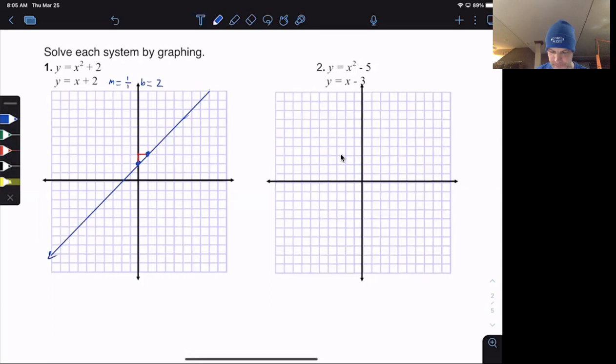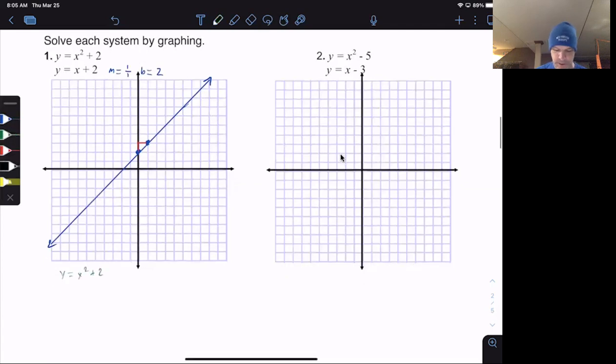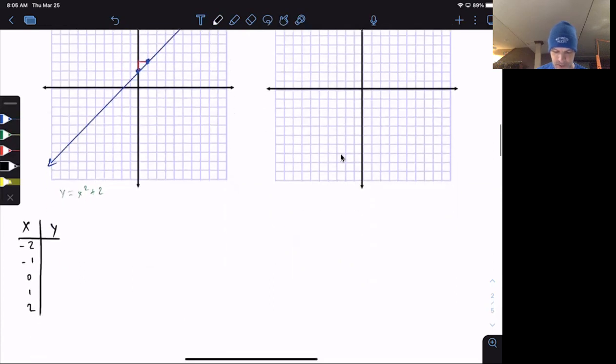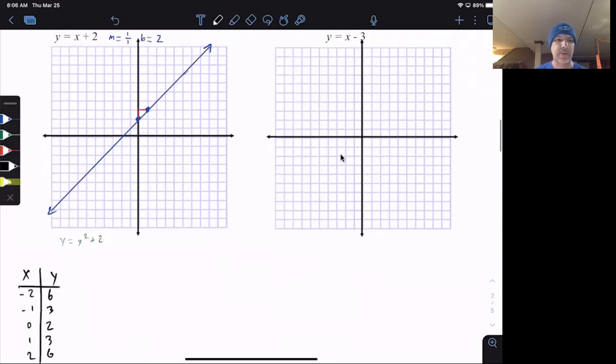Okay, there you go. Now, with y equals x squared plus 2, you can do a couple different things. You can do the traditional way, which is you just write down some x's and y's, and you get some points. If we plug in negative 2, squared is 4, 4 plus 2 is 6. If we plug in negative 1, squared is 1, plus 2 is 3. If we plug in 0, we get 2. If we plug in 1, we get 3. And if we plug in 2, we get 6. That's one way we can do this. We could plot those points and then make the parabola.